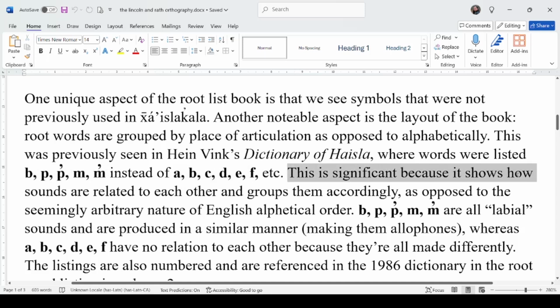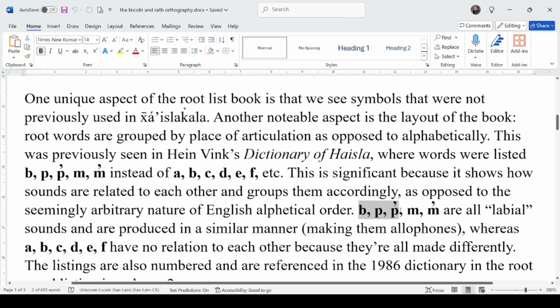So this is significant because it shows how the sounds are related to each other and groups them accordingly, as opposed to the seemingly arbitrary nature of the English alphabetical order. So if you think about it, these letters are all related to each other because they're all labial sounds. So labial means lips. The way you make these sounds is by closing your lips and then opening them and releasing the sound. In some cases, like the M and the glottalized M, you're not actually opening your lips, but the sound is coming out of your nasal passage with these two sounds.